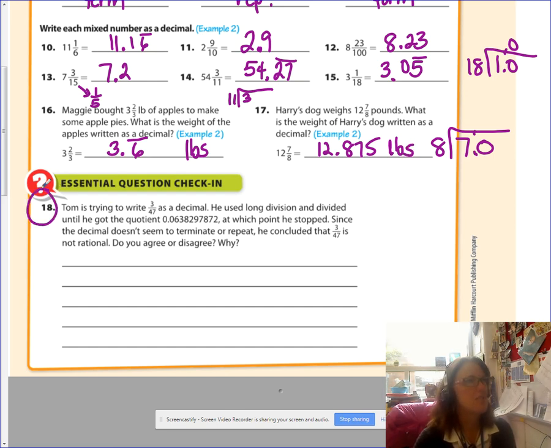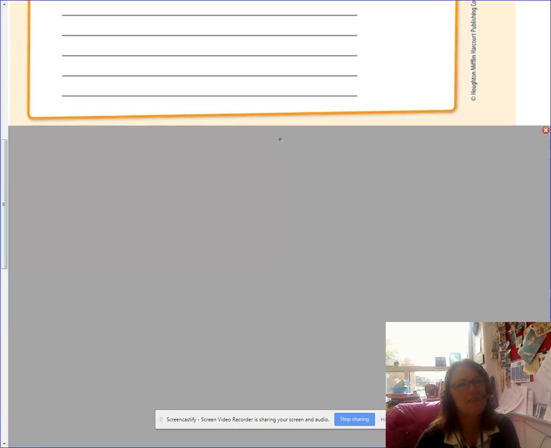Number 18 is an interesting question, and I think we talked about this in class because I went and took a look at this one and started to do the long division. Tom was persisting and got this far, and he stopped, and it just didn't seem like this thing was ever going to stop. So he said it's not rational. What do you think? I'll let you think about that one. We'll talk about it in class.